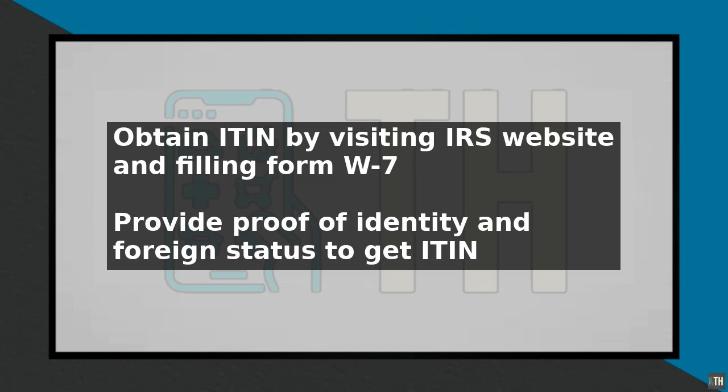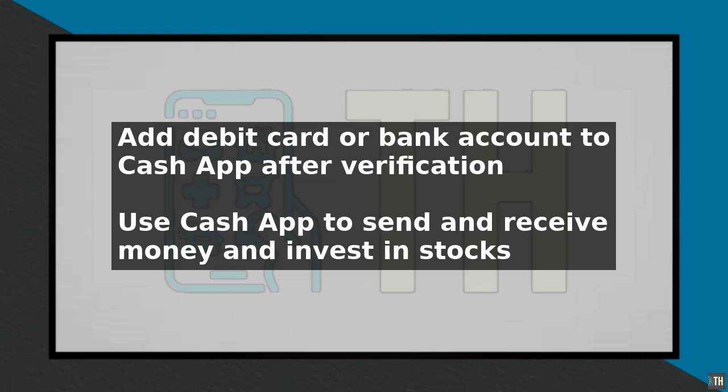After verifying your identity, you will be able to add a debit card or bank account to your Cash App account. This will allow you to add and withdraw funds from your account. You can also use the Cash App to send and receive money, as well as invest in stocks and buy Bitcoin.